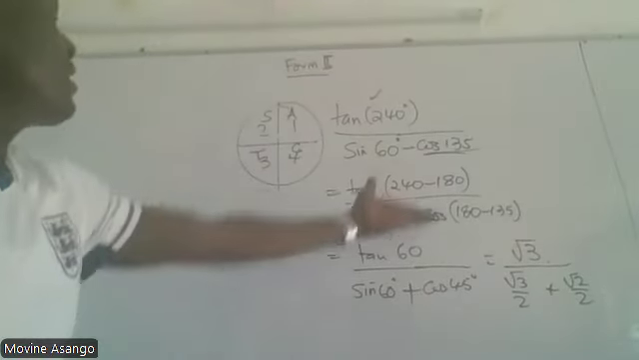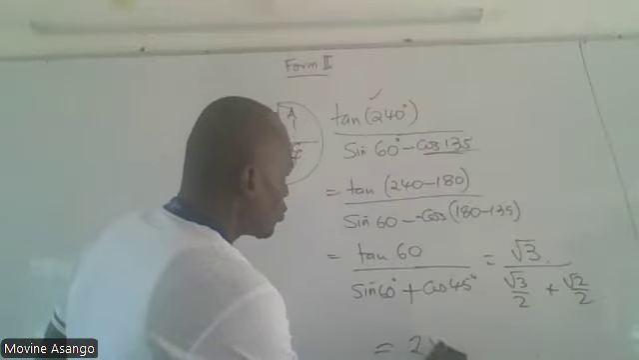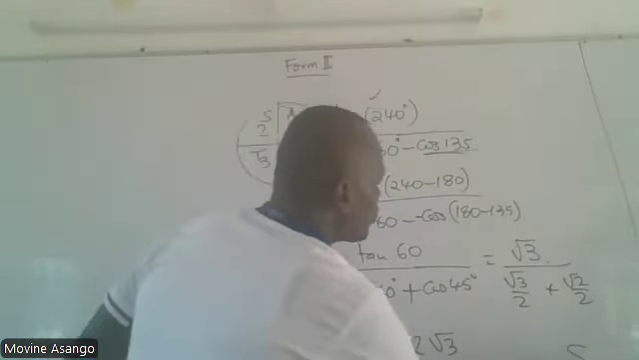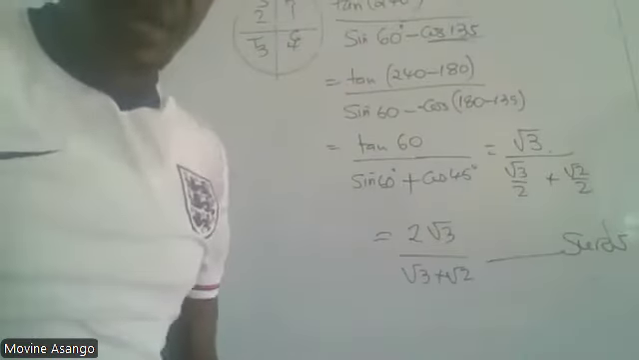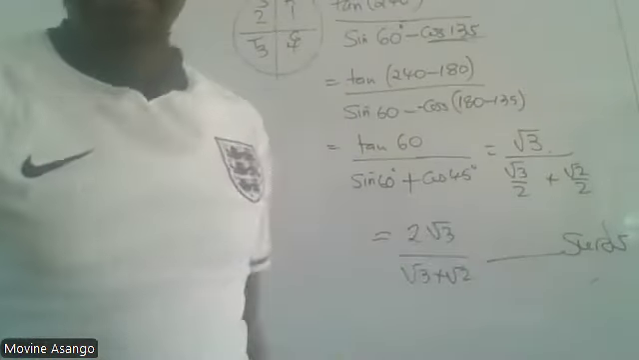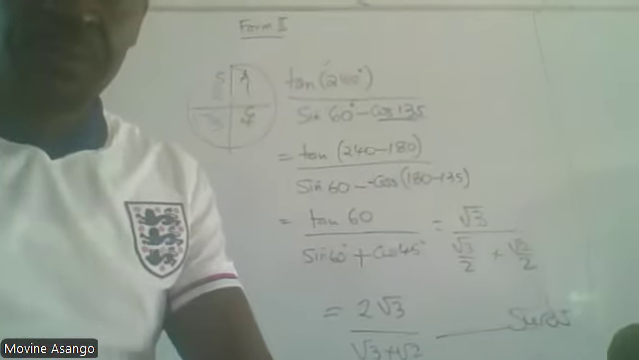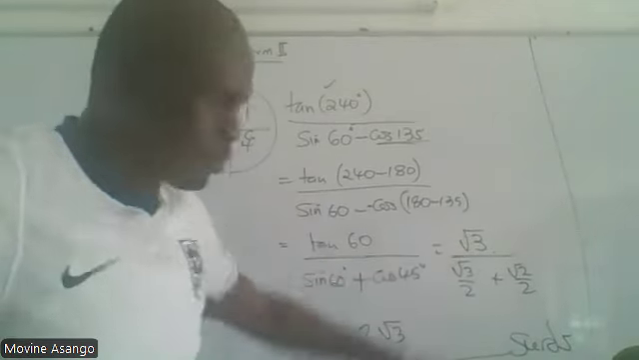So from that moment, you can move ahead and say this is the same as 2 root 3 over root 3 plus root 2, taking you to a topic in Form 3 called surds. So in paper 1, I would not give you such a task because it would lead you into Form 3 work, paper 2 work. So I would not go much into it.